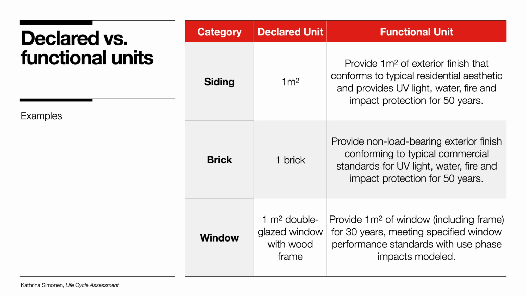Siding, let's just look at the top. Wood siding, a declared unit might be 1 square meter, which doesn't mean anything, really. And we wouldn't really use square meters, but anyway. Provide 1 square meter of exterior finish that conforms to typical residential aesthetic and provides UV light, water, fire, and impact protection for 50 years. For example, right? So this is where that scope, you're really defining what you're looking at. And some other examples.